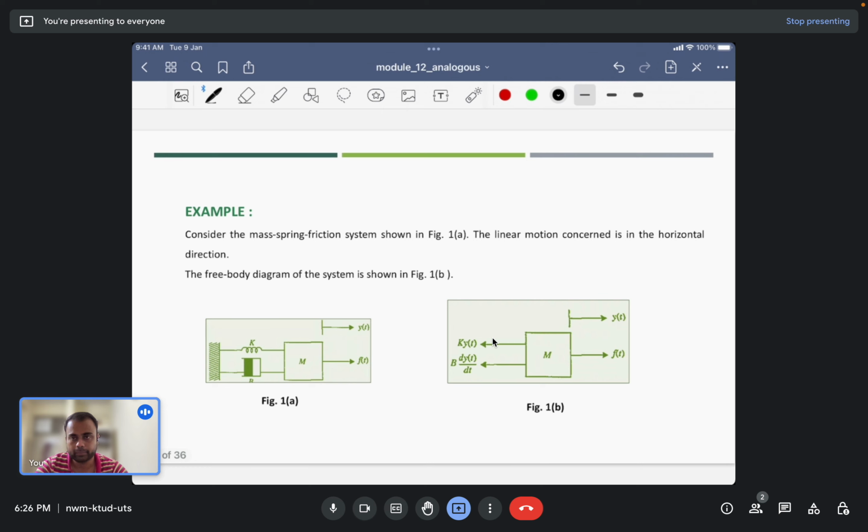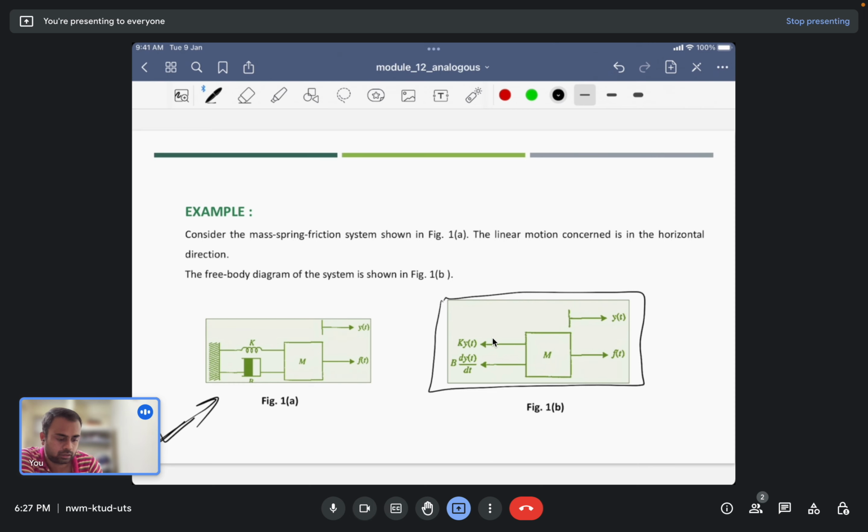So let us see an example here. Consider the mass spring friction system shown in figure 1a. The linear motion is concerned in the horizontal direction. The free body diagram of the system is shown in figure 1b. So this is the system. A mass M is there. We have a spring attached to it. A viscous frictional component is attached, and the motion and force are taken in the direction of the positive x-axis. So this is the free body diagram.